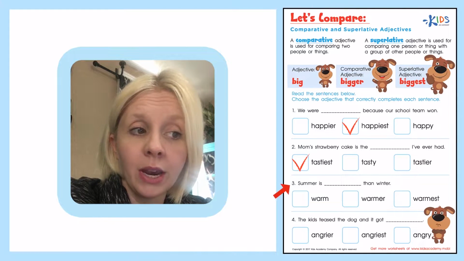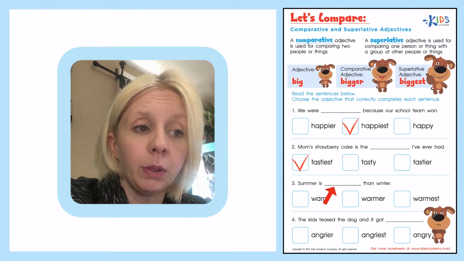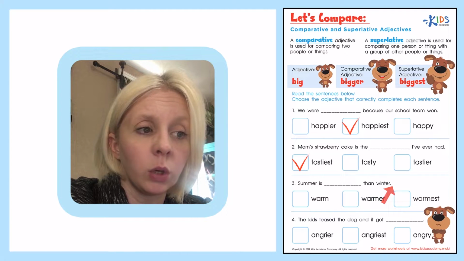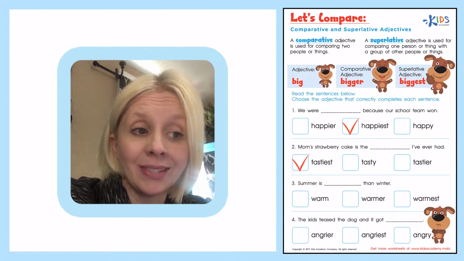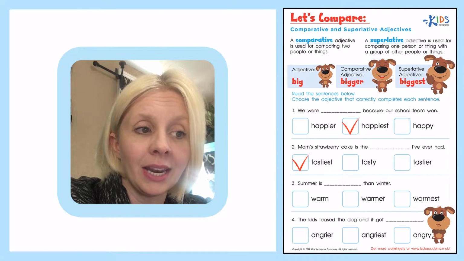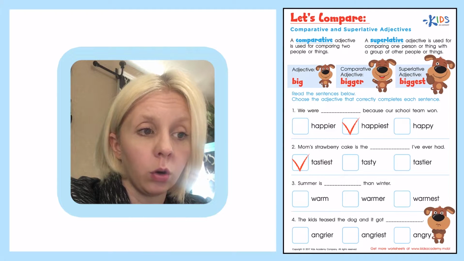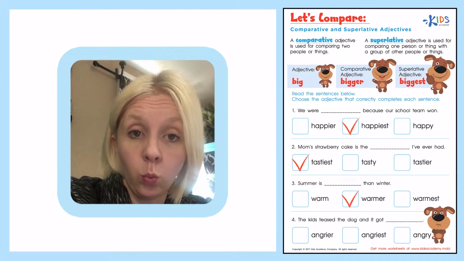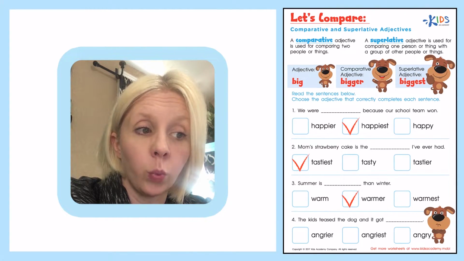Okay, number 3 is summer is blank than winter. It looks like we're comparing 2 things, summer versus winter. So we're going to use the ER adjective ending. Okay, so summer is warmer than winter. Summer is warmer than winter.